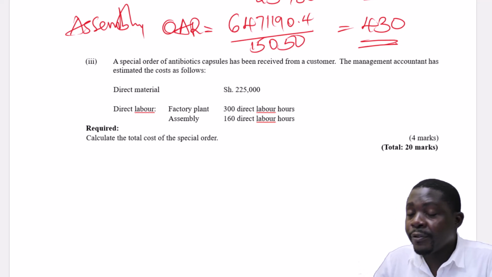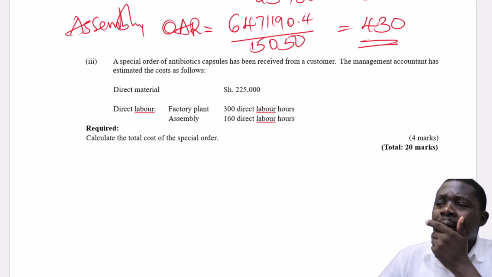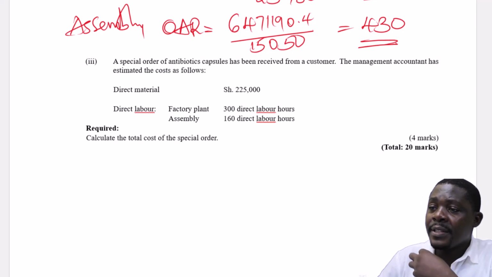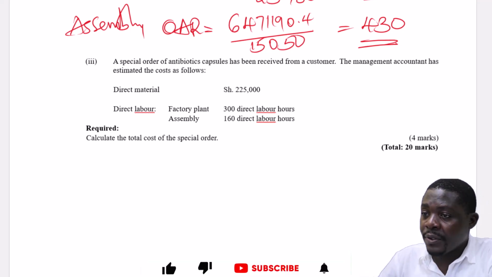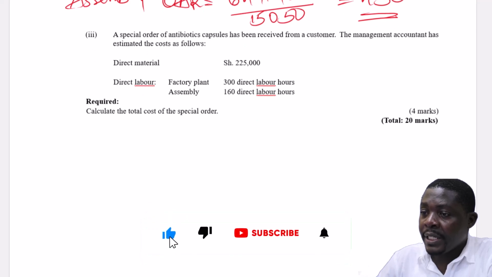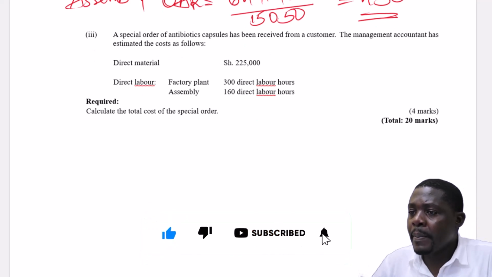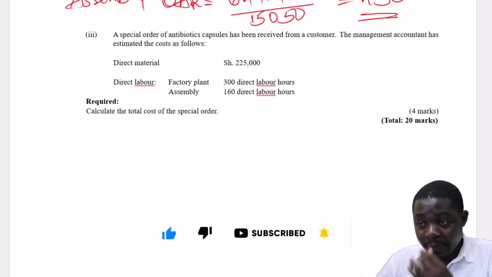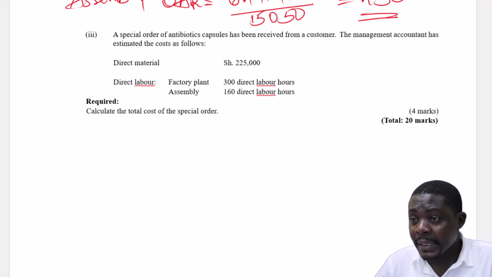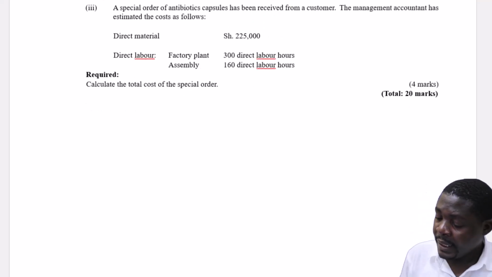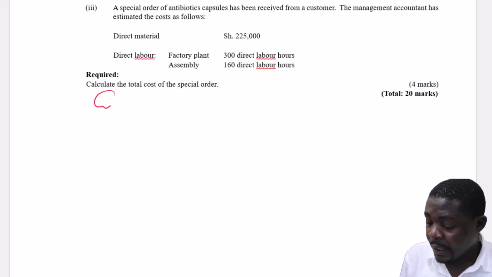Then you are told, Roman 3, a special order for antibiotics capsules has been received from a customer. The management accountant has estimated the cost as follows. We have the direct material, direct labor you have been given, then the company calculates the total cost of the special order. In this case, we are meant to find the cost statement.